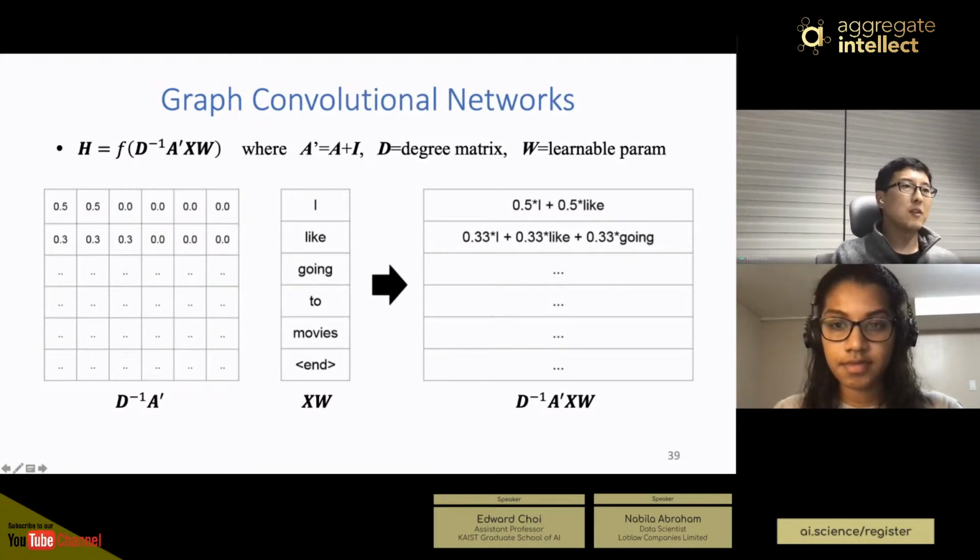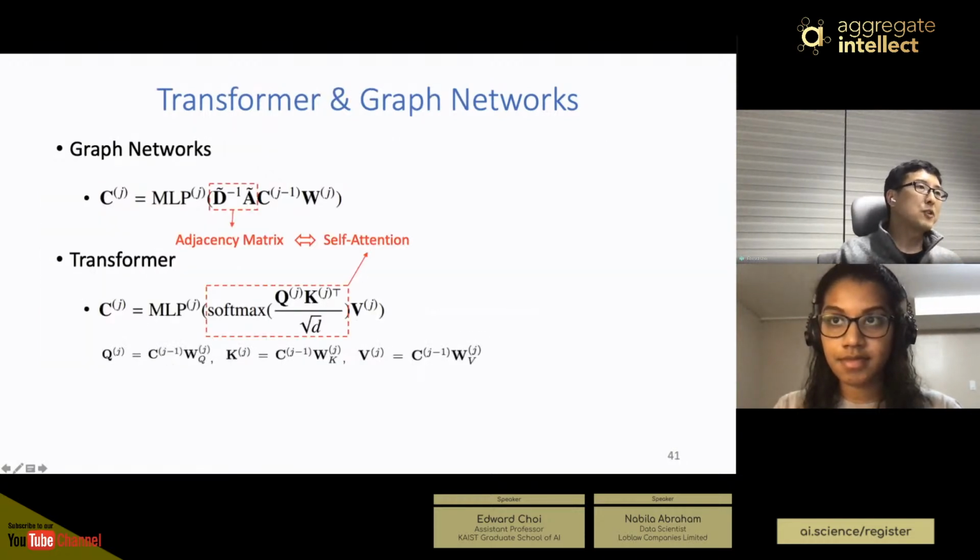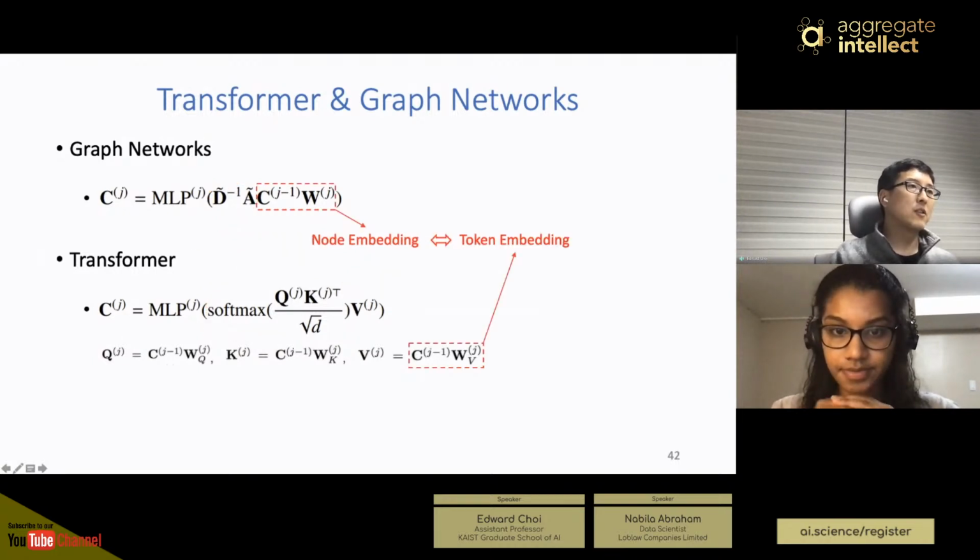So each row of this product is, again, a weighted sum between D inverse A prime and XW. You can see there's a one-to-one correspondence between the adjacency matrix in the graph convolution and the self-attention operation in the transformer. There are the node embeddings in the graph nets, and the token embeddings in the transformer. So you can view the transformer as a GraphNet in a purely data-driven fashion, whereas the GraphNet is purely domain knowledge-driven. It uses a fixed adjacency matrix over and over again. The transformer uses a variable attention map over and over again, in different blocks.